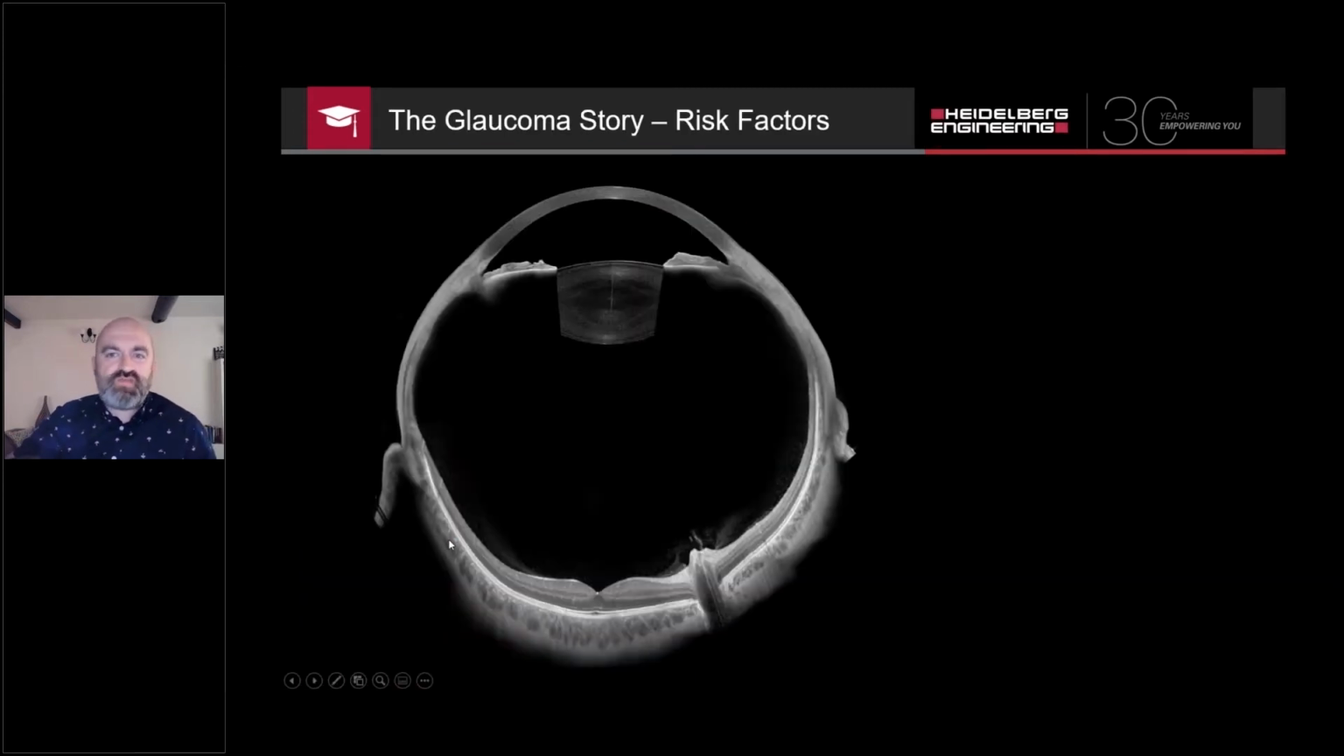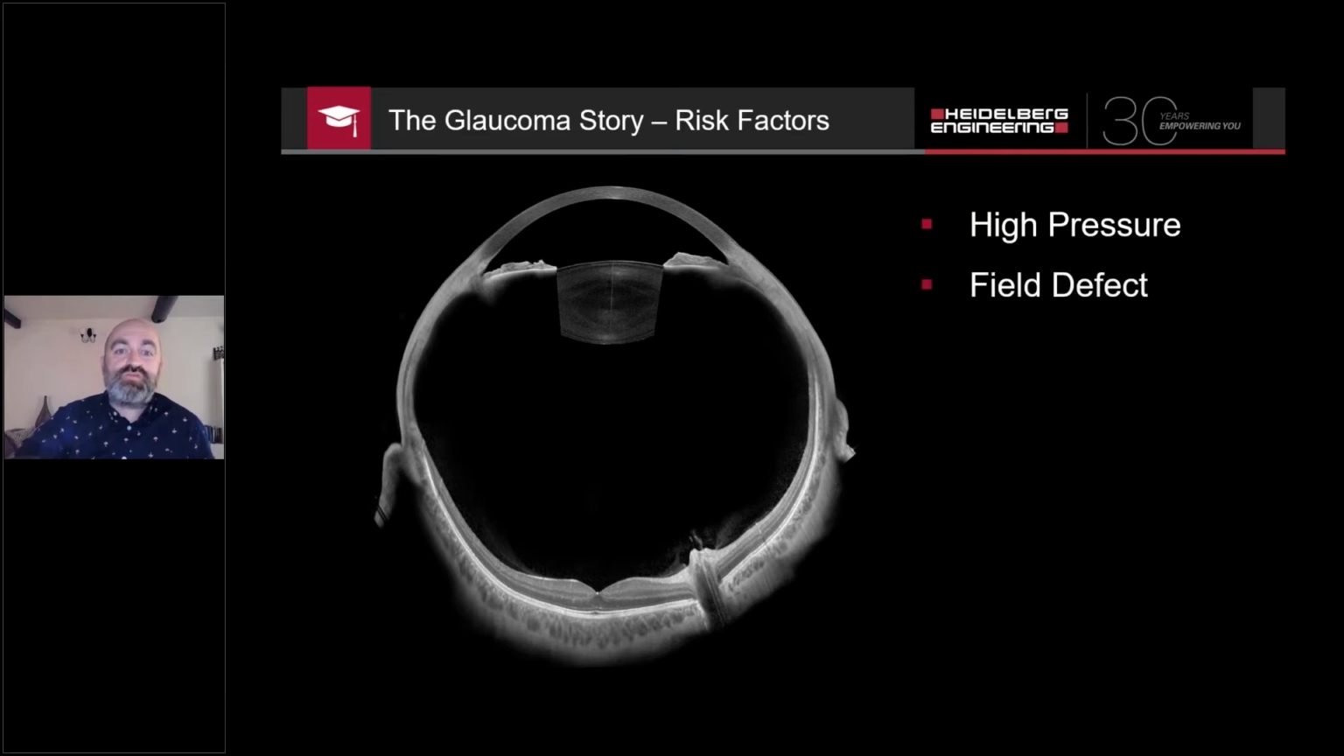So what are the main risk factors that affect the eye with glaucoma? Well, of course, the main one is high eye pressure. This is still really the core of all treatment for glaucoma, to try and adjust that pressure to relieve the tension damaging the nerve fiber. But where else are we concerned when we're trying to pick this disease up? Well, of course, fields are a huge part of understanding glaucoma.